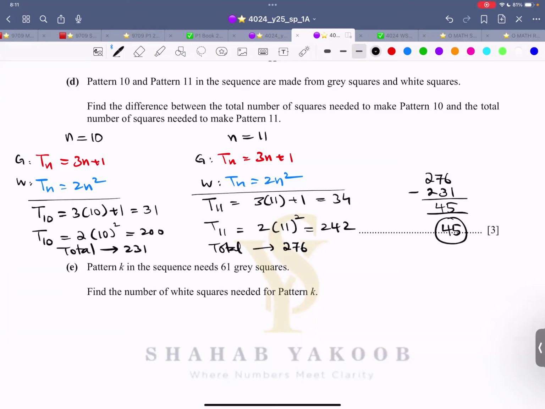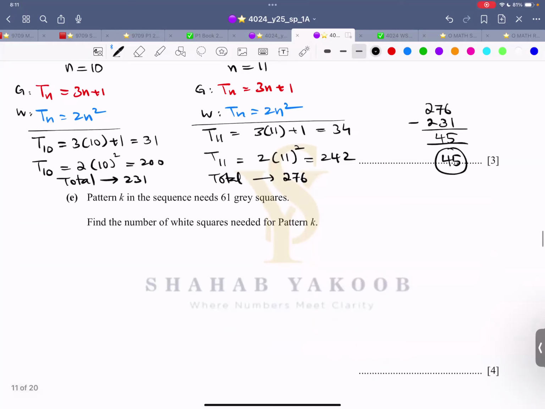Now it says pattern K in the sequence needs 61 gray squares. So the red color is for the gray. Tn is 3n plus 1. We need 61 gray squares. 61 is 3n plus 1, 60 is 3n. Therefore, the pattern number is 20. We are looking for the 20th pattern. Find the number of white squares.